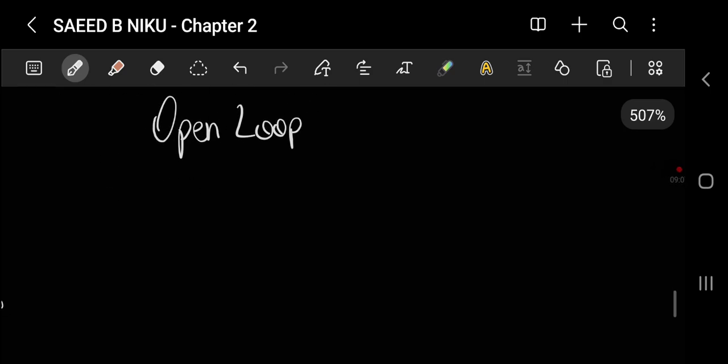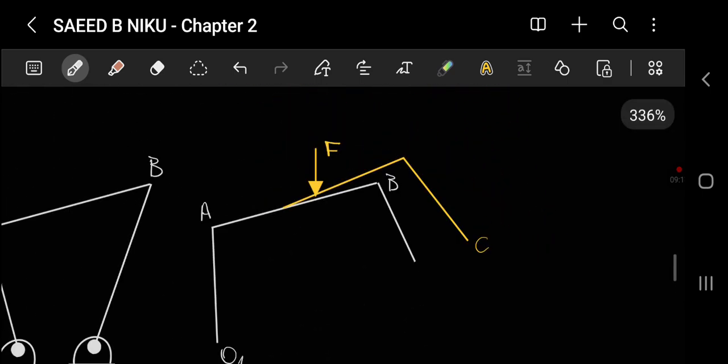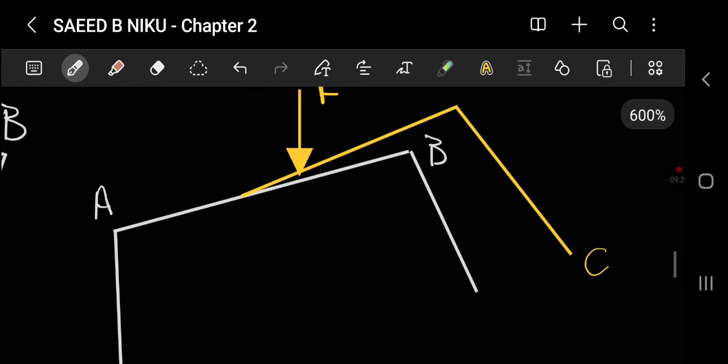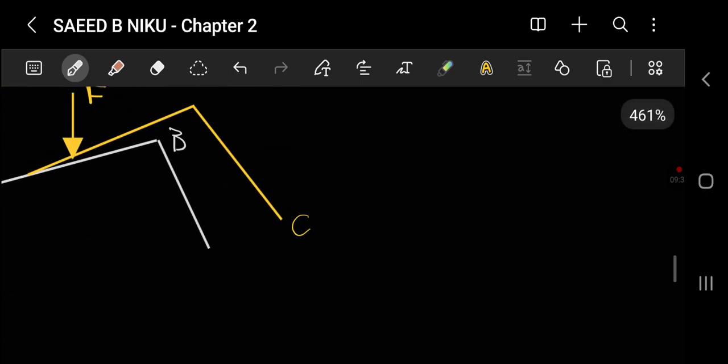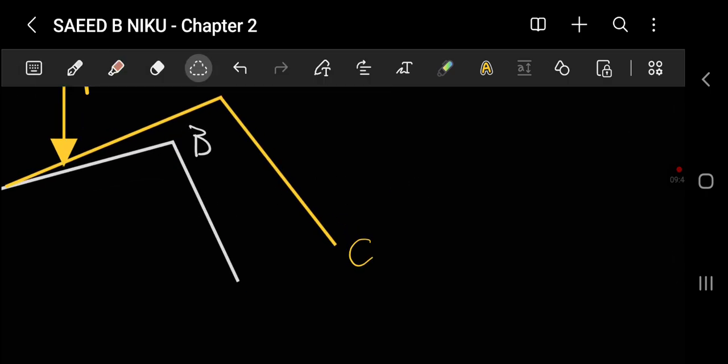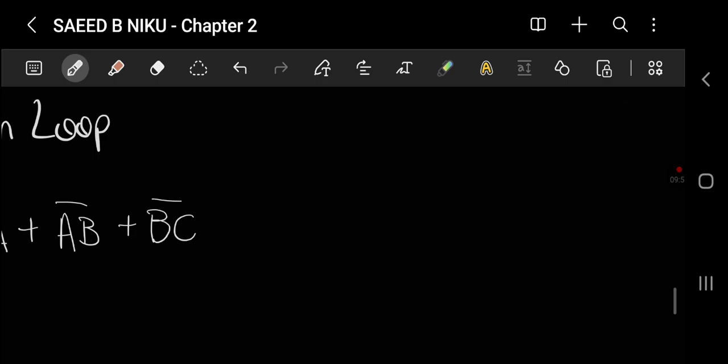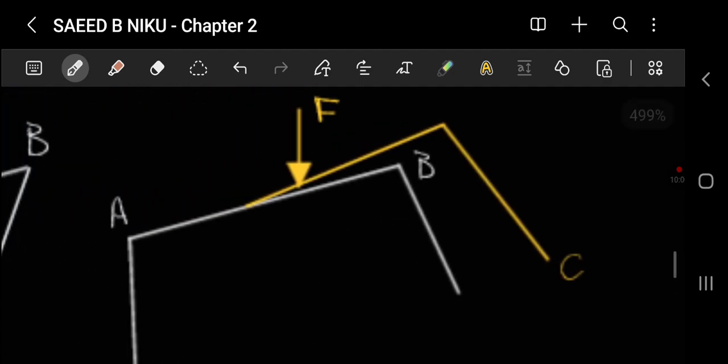Now for this open loop structure, we have O1, from A to B, and now as these are moving, as it is an open loop mechanism, now we have from B to C, which is equal to O1 C.